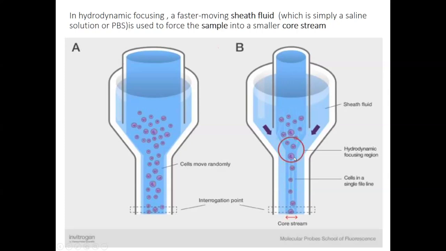So single file pattern is mandatory, very important for good flow cytometry data. For the pathologists out there, when I say single file, what comes to your mind? Lobular carcinoma, histopathology. From here on, when I say single file, what should come? Hydrodynamic focusing or flow cytometry. Okay, great.